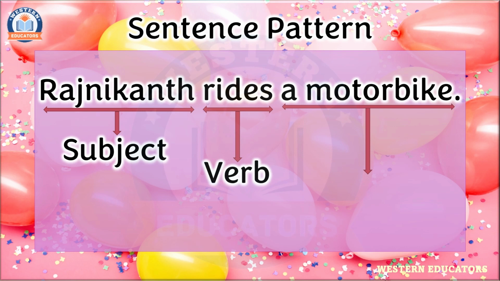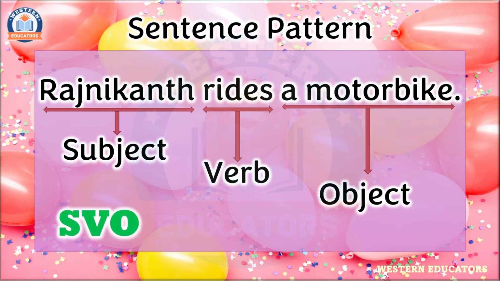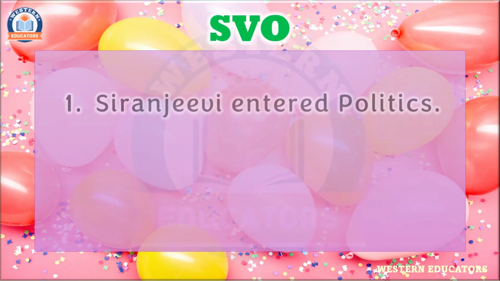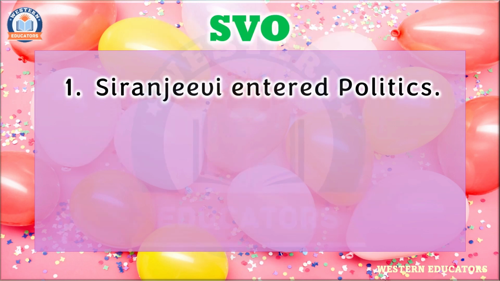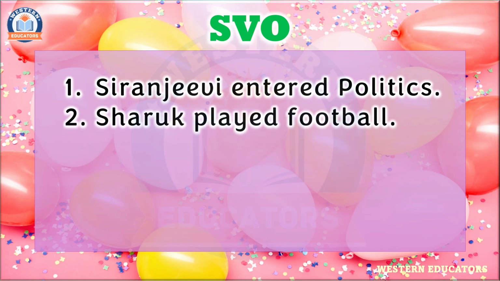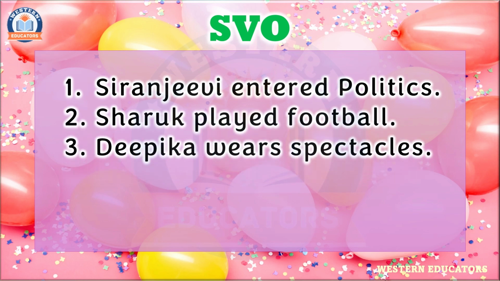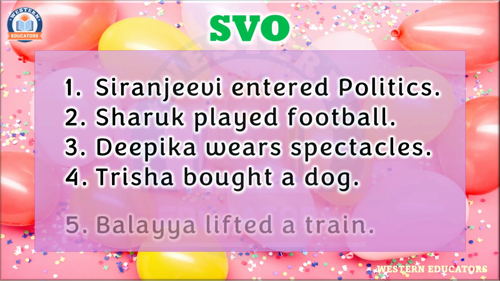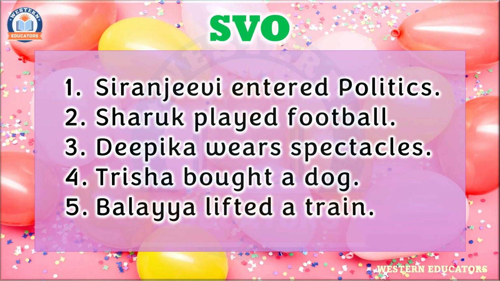So now here in this sentence, Rajini rides a motorbike, we come to a realization that whoever does the action becomes the subject, so the other one surely will become an object. So this pattern is called the SVO pattern. We are going to see some examples for the SVO pattern, like Chiranjeevi entered politics, Shah Rukh played football, Deepika wears spectacles, Trisha bought a dog, Balaya lifted a train. All these are the patterns of SVO. That is, Chiranjeevi subject, entered verb, politics object.